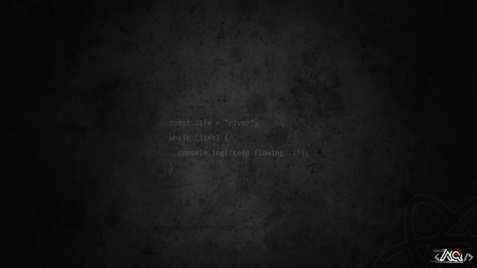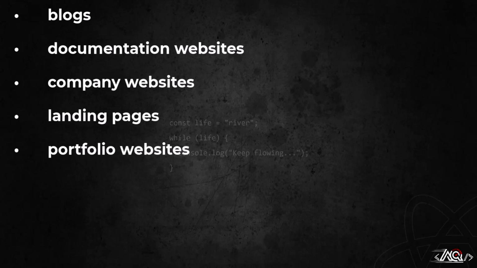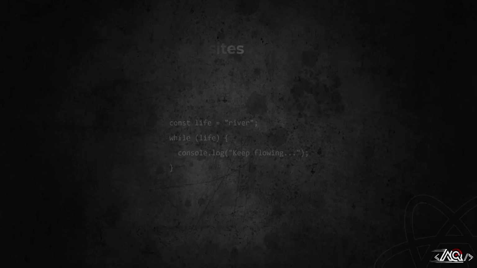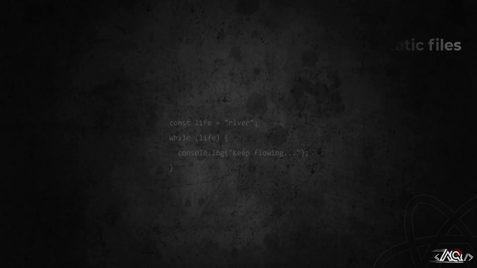When should we use SSG? SSG is a great choice when the content doesn't change very often. For example, blogs, documentation websites, company websites, landing pages, portfolio websites. These pages are usually updated once in a while, not every second. A simple way to think about it is build time, generate HTML, deploy, serve static files. The important thing is that the page is created before users request it.